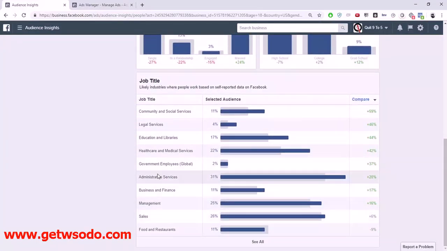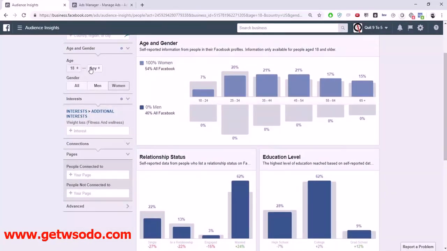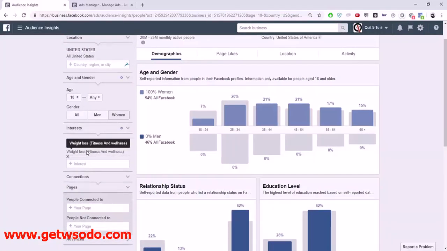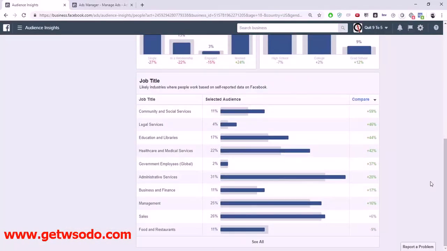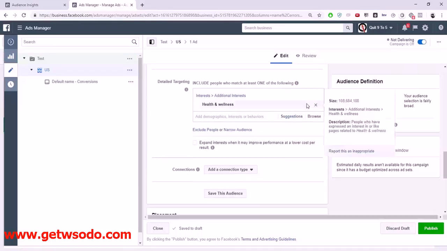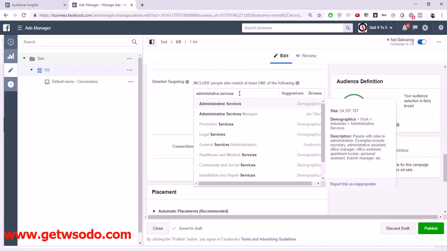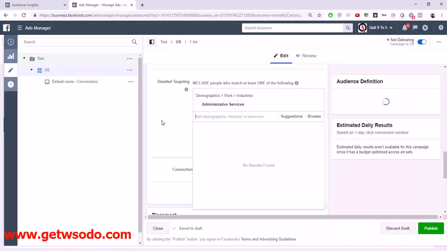So you can see, women 18 plus that are interested in weight loss got lumped into this category because their browser history shows they're usually working in administrative services in 31% of cases. So that's something that you could plug into Facebook. For example, you could go over here and just type in administrative services. So this is a demographic. People have sorted themselves into this category.